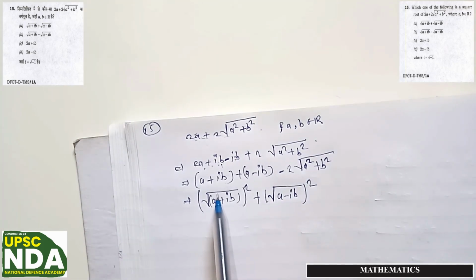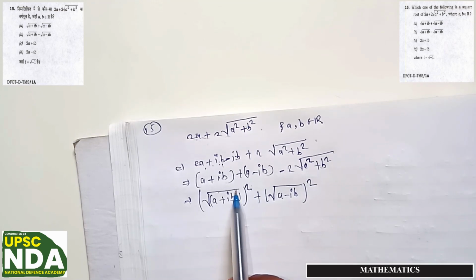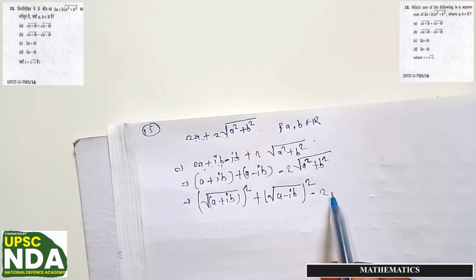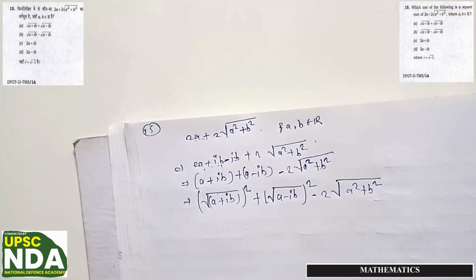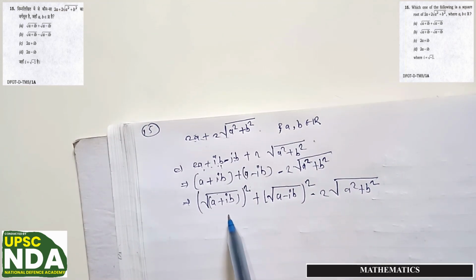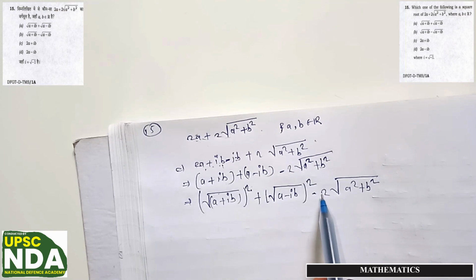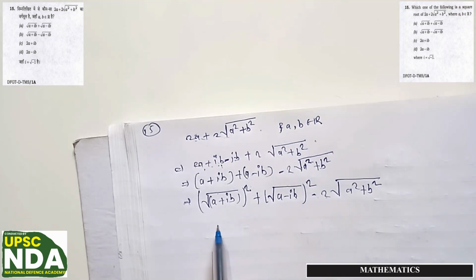Okay, so what I have done, I have taken the square root and then taken the square after that. So the square root will get cancelled. Similarly here, minus 2 times square root of a square plus b square. Now here we can see we got the square of some term, so a square minus 2 times ab plus b square.